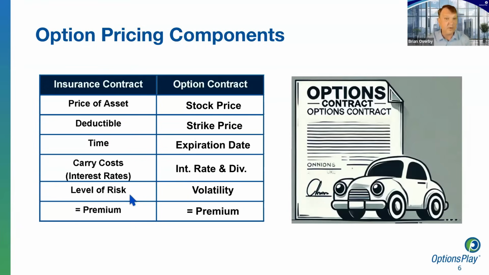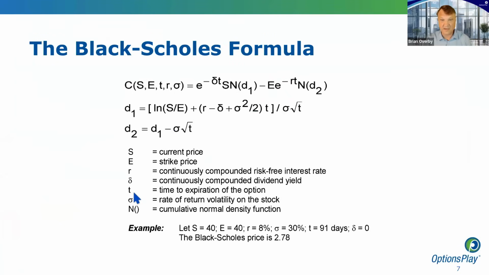Once you figure it all out, we call the price of an option a premium. Where did that come from? The insurance world. That's why we call it the premium for your option contract, and it's all because they are priced like an insurance policy. All right, so let's get into the good stuff.